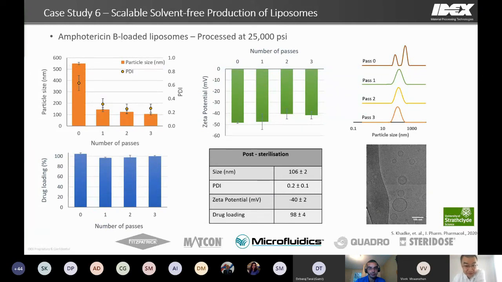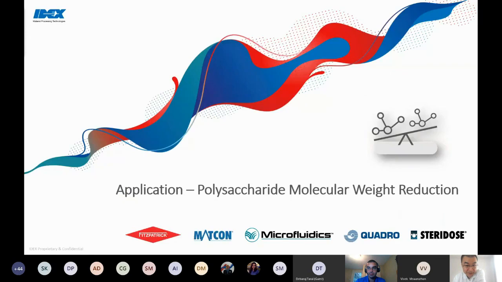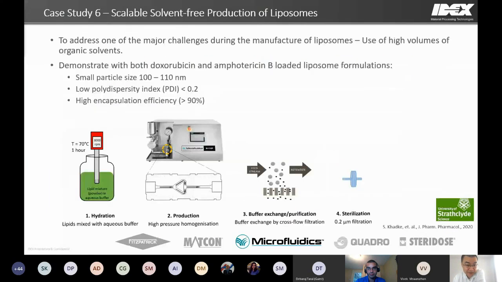It's a great question. Let me go back to here. You can read more details from the paper, but I think the step we took to ensure thorough mixing of all the lipid or hydrophobic ingredients is that we need to perform it at a good temperature. And you can see in this case, we actually did it at 70 degrees Celsius.